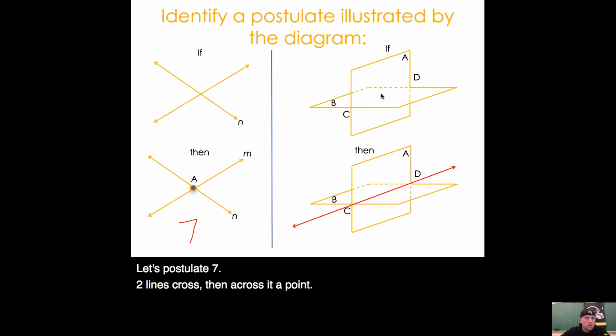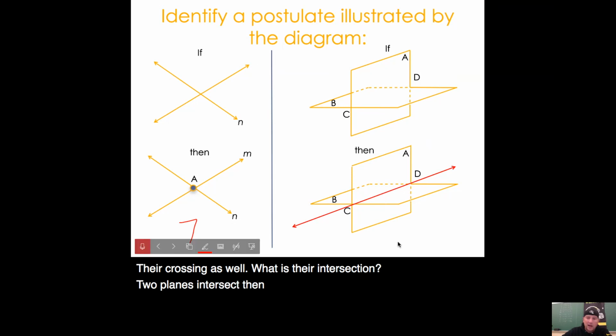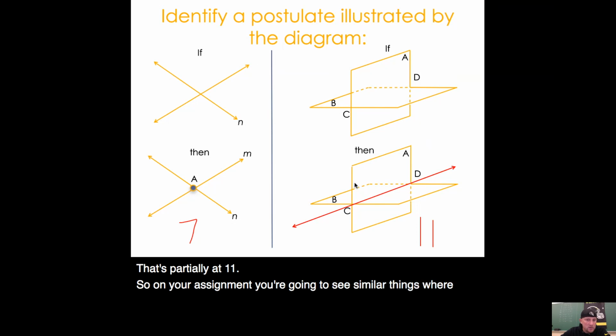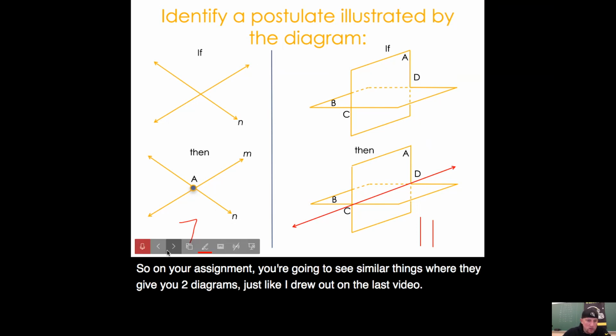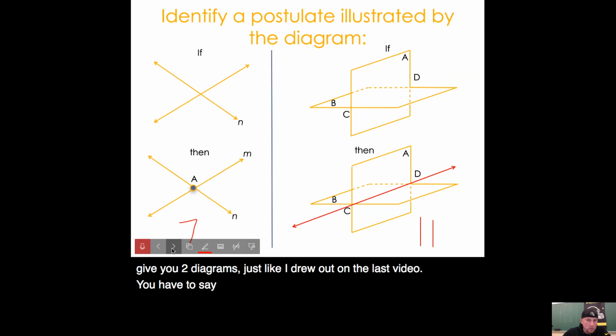Here's two planes. They're crossing as well. What is their intersection? If two planes intersect, then they intersect at a line. That's postulate 11. So on your assignment, you're going to see similar things where they give you two diagrams, just like I drew out on the last video. You have to say which postulate it is.